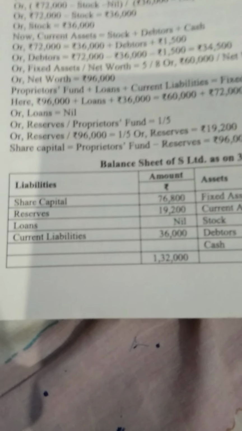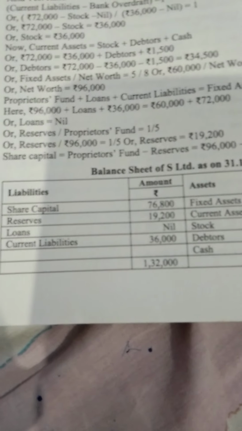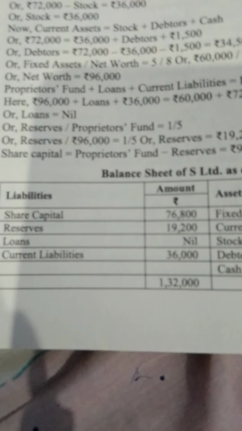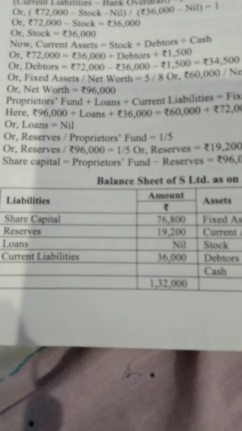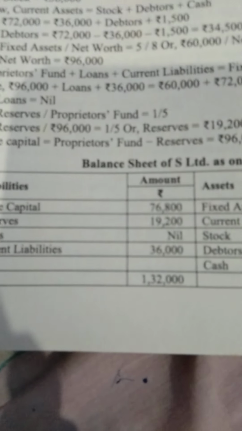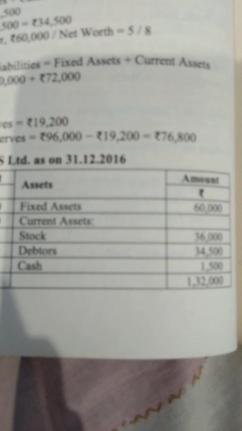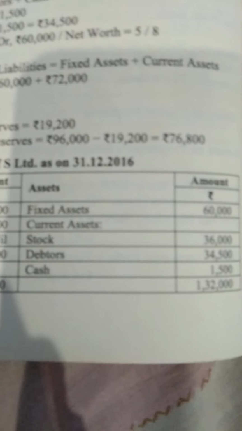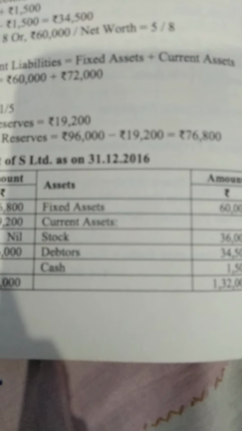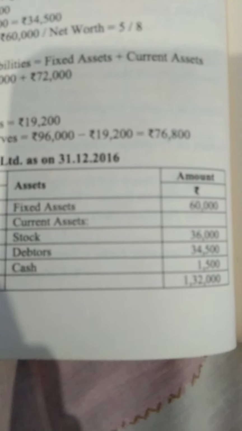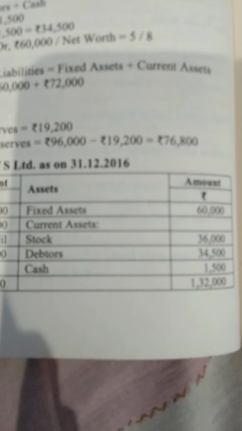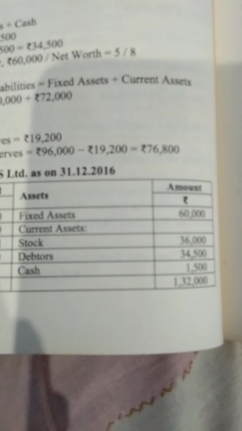Now we are just putting all those values in the balance sheet. Share capital 76,800, reserves 19,200, loan nil, current liabilities 36,000, total becomes 1,32,000. Likewise fixed assets, which is given in the question, and we have calculated the breakup of the current assets: stock, debtors and cash. The balance sheet tallies. Hope you understood. Thank you to all.